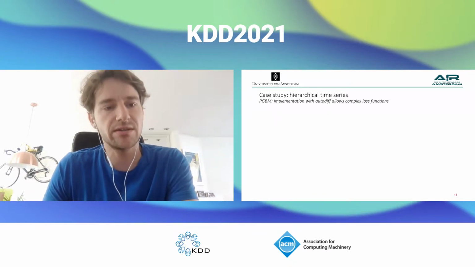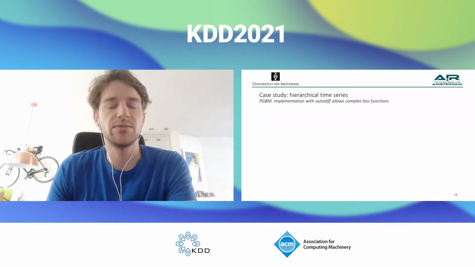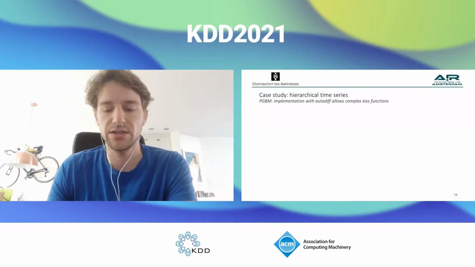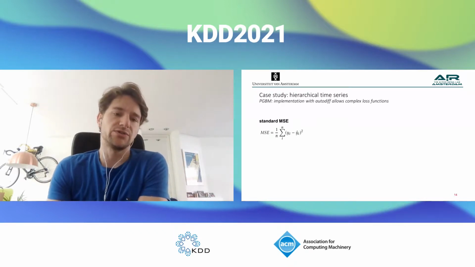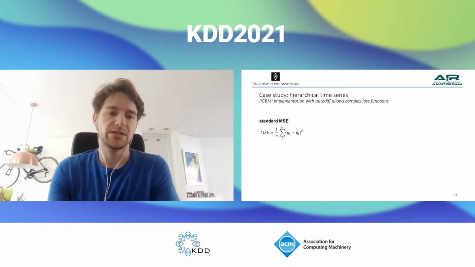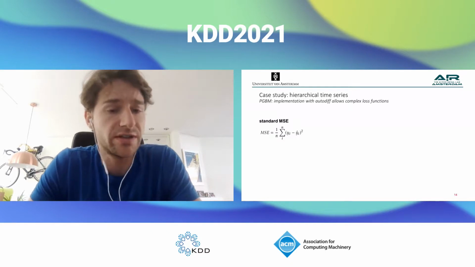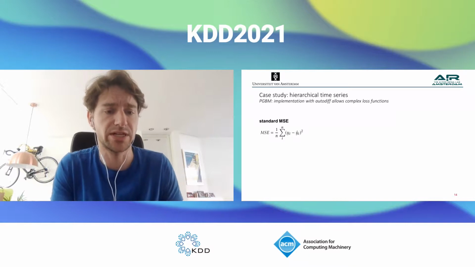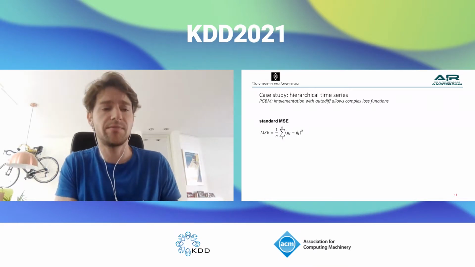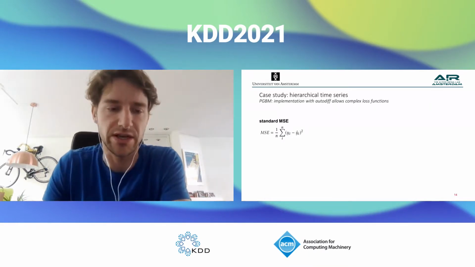You can address that because our implementation allows much more complex loss functions, because we are able to use automatic differentiation. So recall the standard mean squared error loss function used in most forecasting applications. We just take the squared loss, so the squared difference between our prediction and the actual of a sample i, and we take the mean of all these errors.